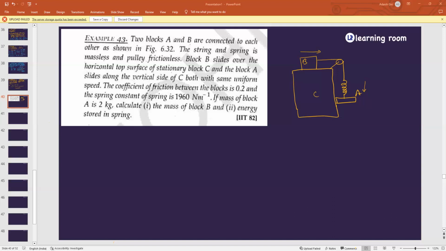Sir, I can get till half of the problem, but I can't do it after. What did you do? Sir, first I took mass of A into gravity equal to K into X. Then I got the X value as 0.01 meter. Then I multiplied mass of B into G into the coefficient of friction. You're going correct. Try to think a bit more. It is equal to the tension. You are 90% correct. But you should have solved for tension earlier itself, I'll tell you.